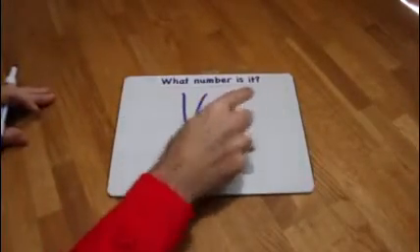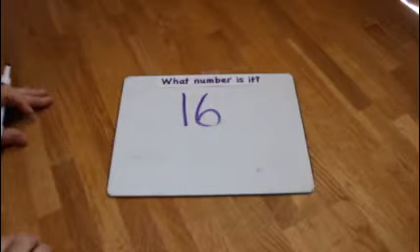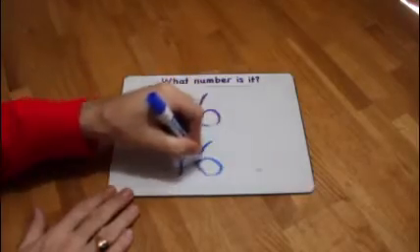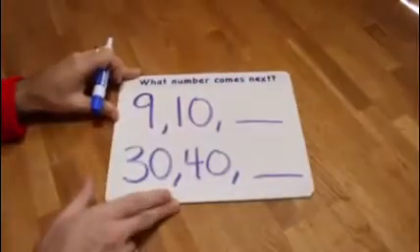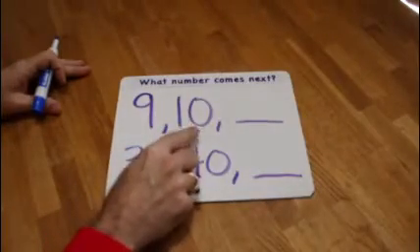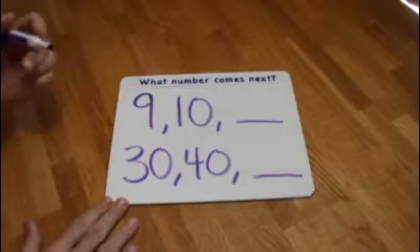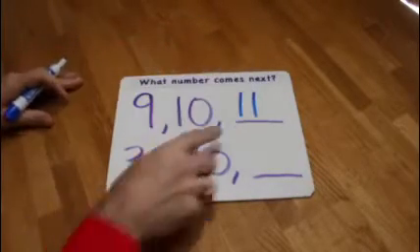What number is it? 16. How do we write a 16? A 1 for the 10 and a 6 for the 1. 16. What number comes next? 9, 10, 11. How do we write an 11? A 1 for the 10 and a 1 for the 1. 11.